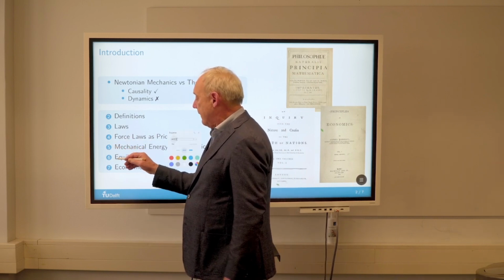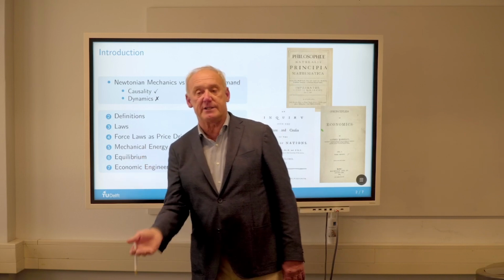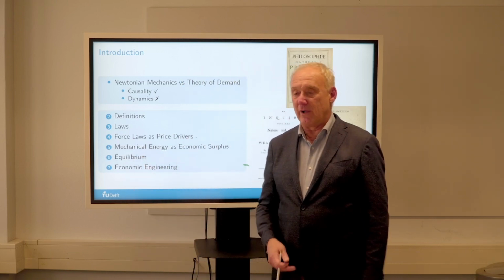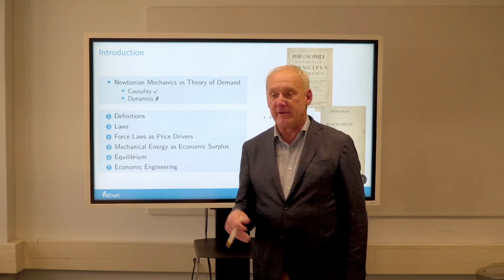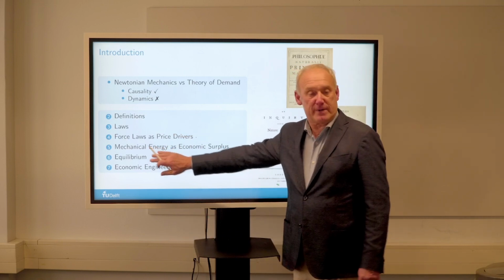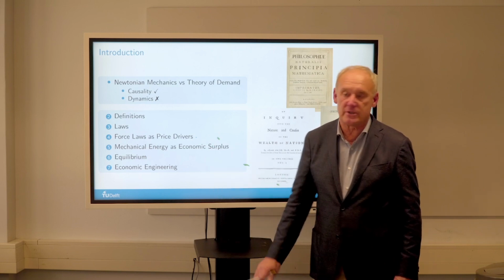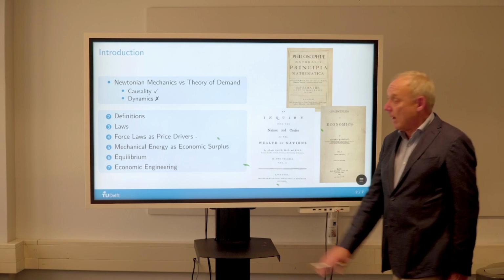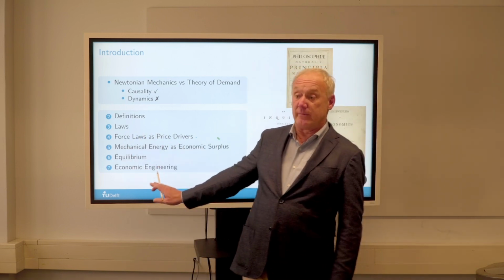The other thing you can do as soon as you have Newton's law is define what energy is. As soon as you know what force is and what momentum is, you know how much energy is in there because you know the momentum. It's a half times 1/m times p², and so you can define what mechanical energy is. We'll see it corresponds to something called the economic surplus, which is also defined by Marshall.